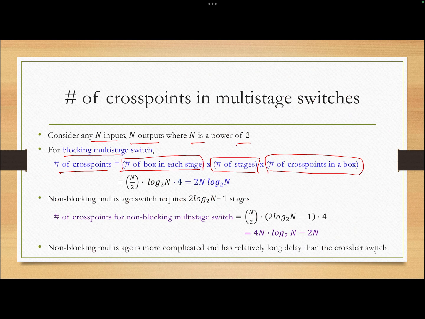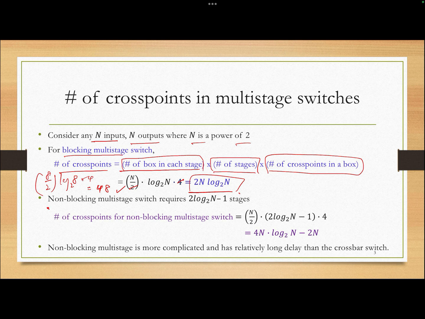So n over 2 is 4, log 8 base 2 is 3, and multiplying by 4 gives 48, the same as what we have done before. When you cancel it out like this, you get 2n log n base 2.